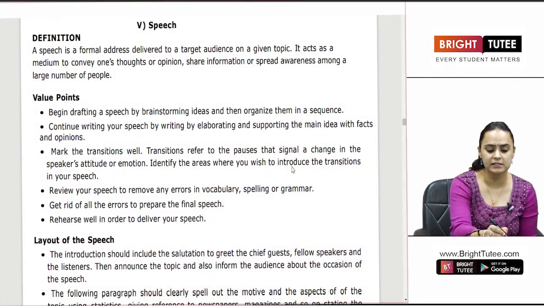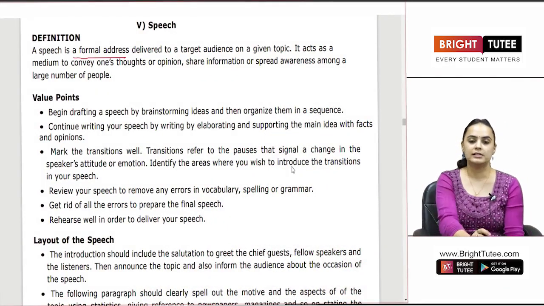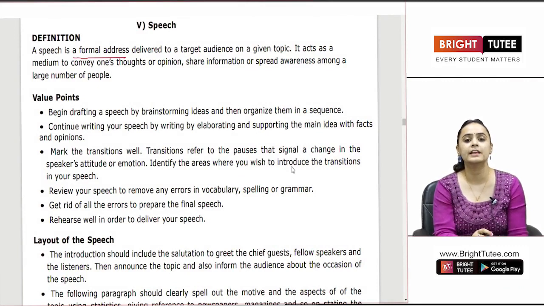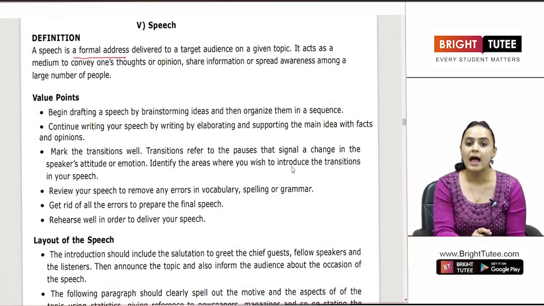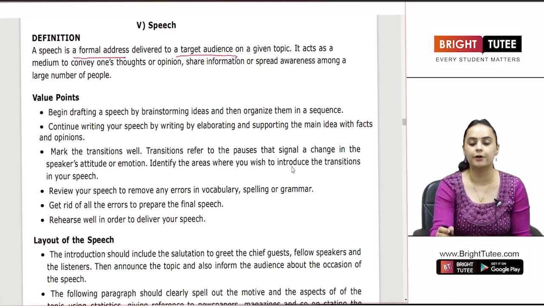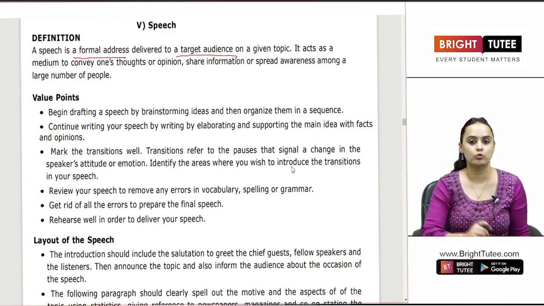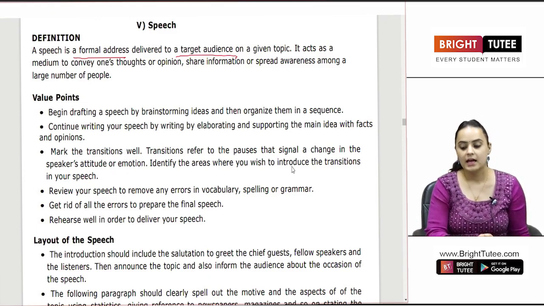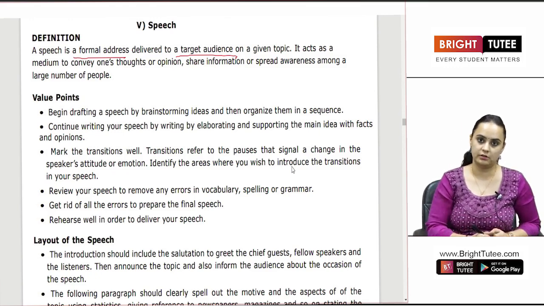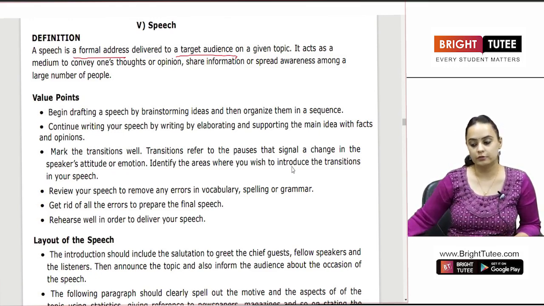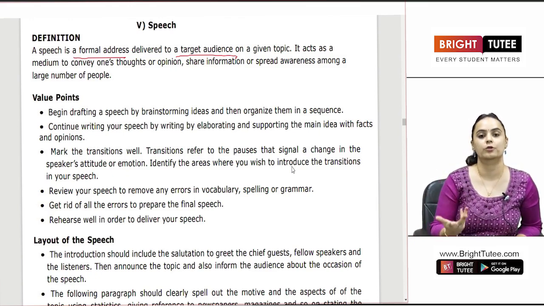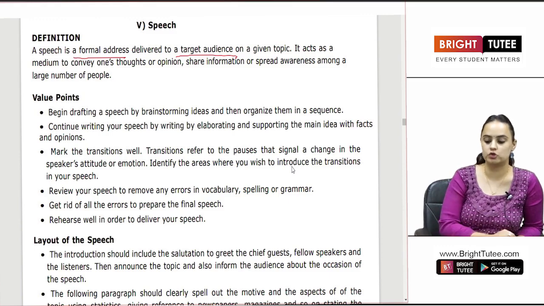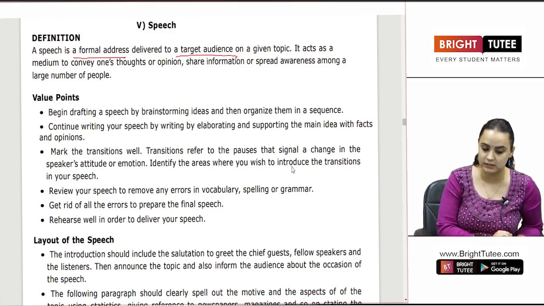So again, it is a formal address. A speech is always something which is very formal in nature and is aimed at a target audience. So you know who you are targeting, who you are aiming at. It acts as a medium to convey one's thoughts or opinion. So a speech is one of the mediums through which you convey your thoughts, you convey your opinion, you share information, you spread awareness about something.